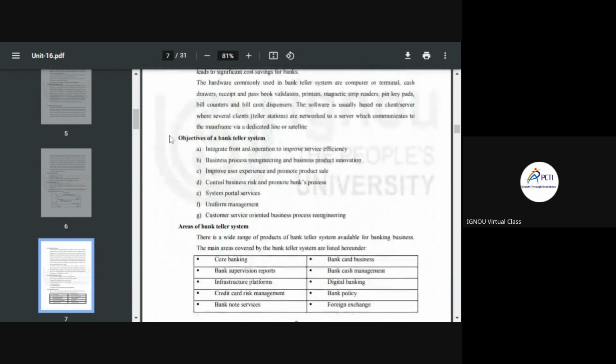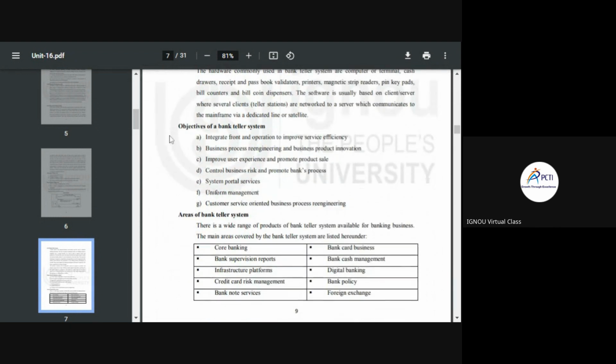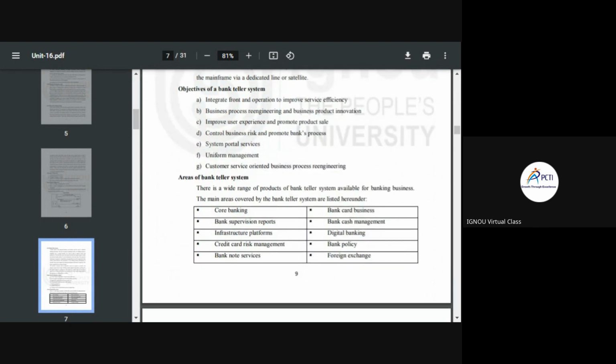Next one is the objective of a bank teller system. Basically, it integrates the front-end operation to improve service efficiency, business process reengineering, and business product innovation, improve user experience and promote product sale, control business risk and promote bank process, system portal services, uniform management, and customer services that is oriented to business process re-engineering.